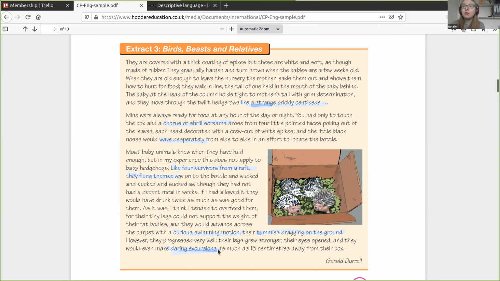So those are just a few of the techniques. You can probably pick out more. And what we would want to do in an exam question is pick out a few techniques and phrases that we could talk about and how they help the author to conjure up the image in this scene. They help us to imagine the baby hedgehogs, what it's like, how they act, how they behave, how they interact with one another. And we could talk about that in our answer.